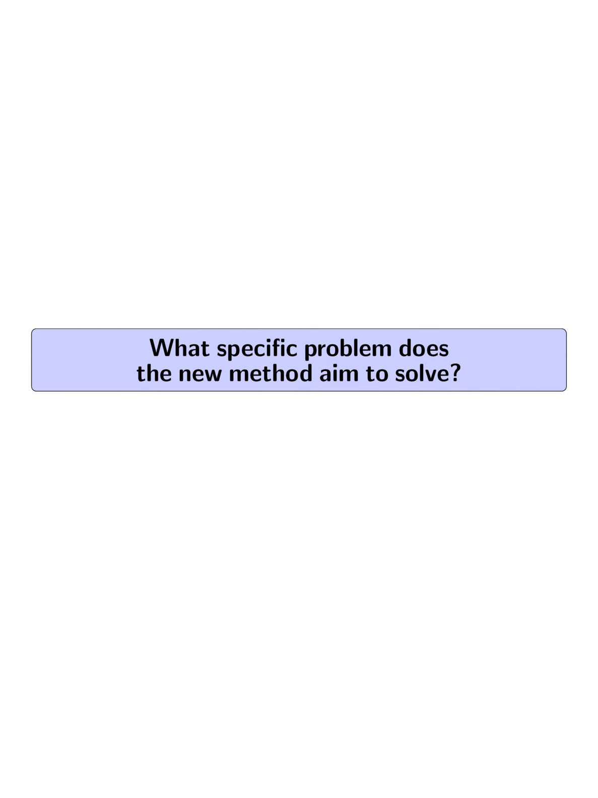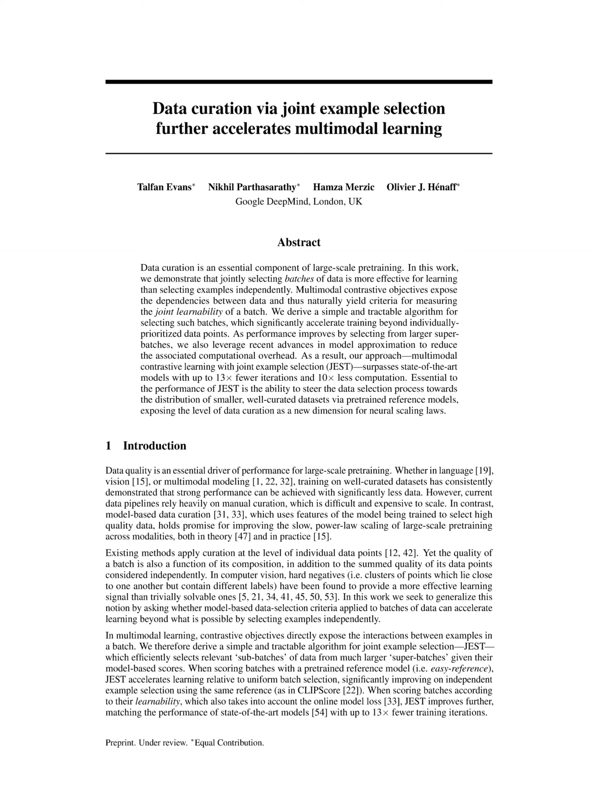What specific problem does the new method aim to solve? The new method, Joint Example Selection, JEST, aims to solve the problem of inefficient and costly manual curation of large-scale datasets for pretraining models. By introducing a model-based data curation approach that selects batches of data based on their joint learnability, JEST accelerates learning in multimodal tasks.